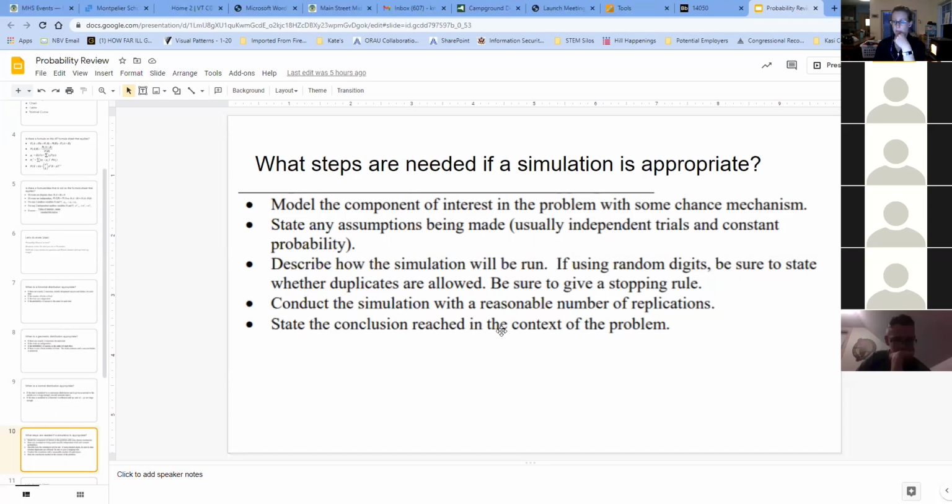Conduct the simulation with a reasonable number of replications. So do it like 50 times so that you can build a nice dot plot and get some information out of that. So you might be able to find a p-value in there somewhere, and then state the conclusion reached in the context of the problem.